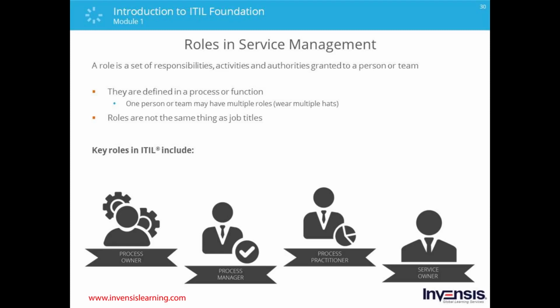A lot of roles in IT management, service management. As you see here, there are 4 important roles: a process owner, process manager, process practitioner, and service owner. Let's understand this in a little more detail.